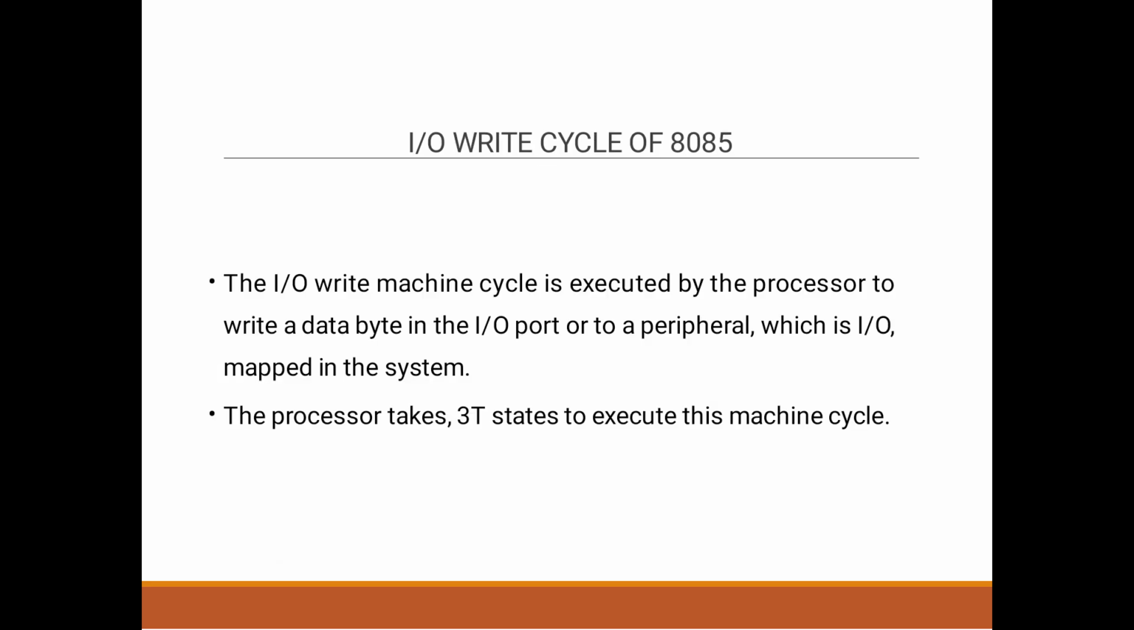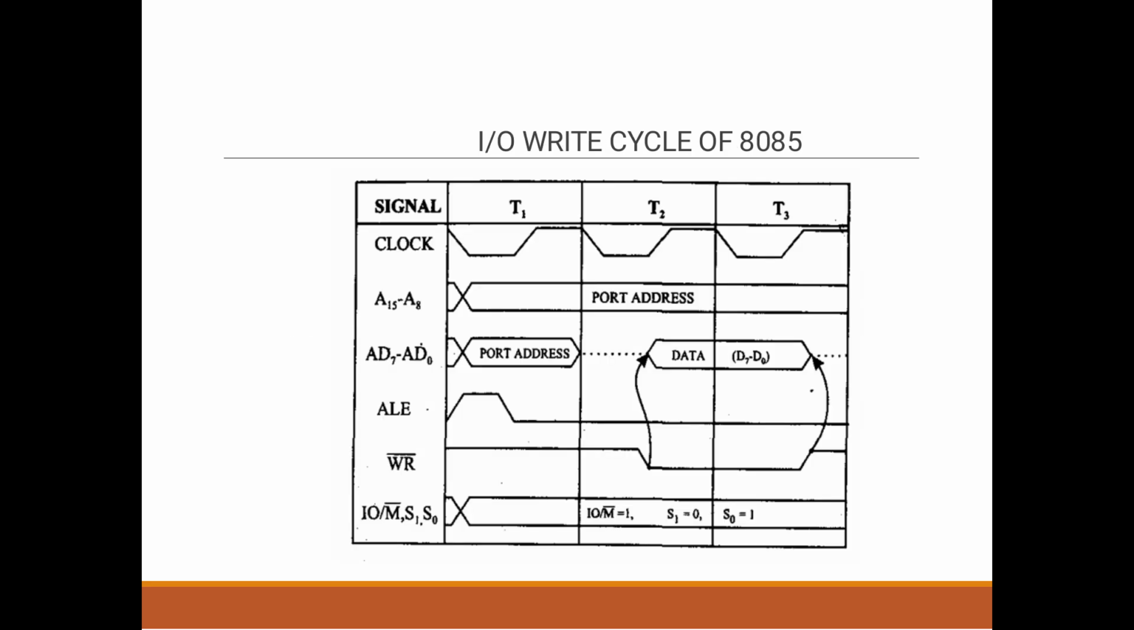IO write cycle of 8085. The IO write machine cycle is executed by the processor to write a data byte in an IO port or to a peripheral which is IO mapped in the system. The processor takes 3 T states to execute this machine cycle. Here is the diagram for the IO write cycle of 8085, which contains a total of 3 T states.